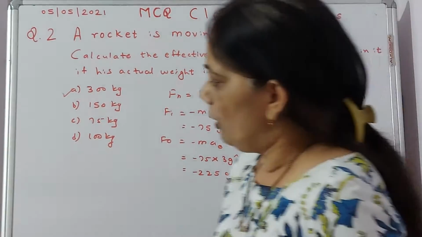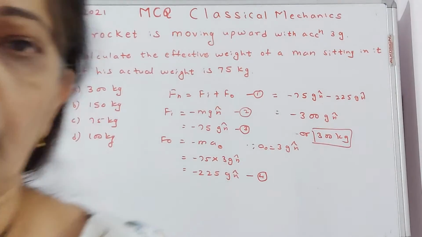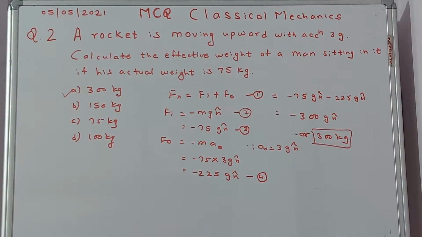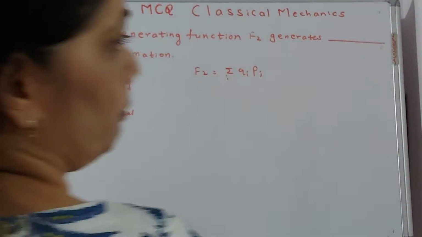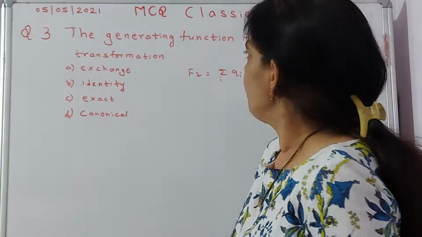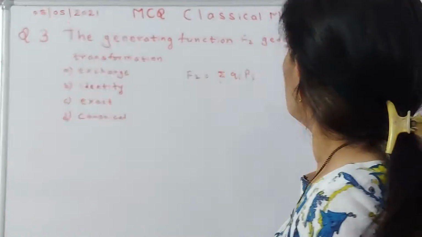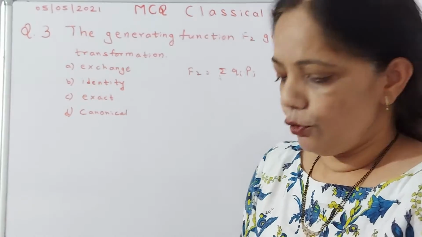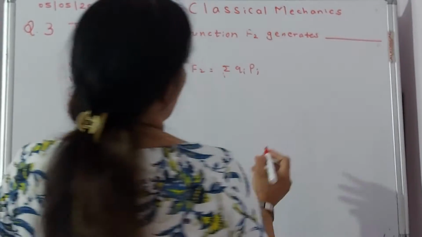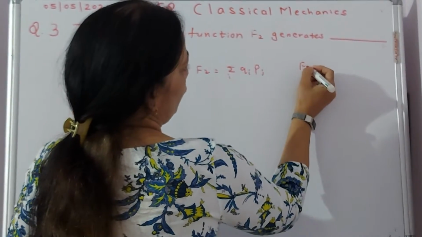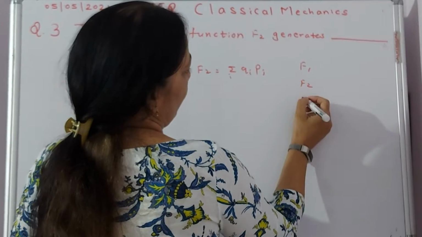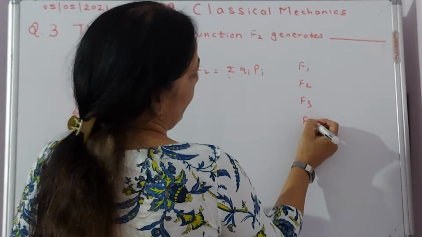Okay. Then we'll move to question number 3. The generating function F2 generates which transformation? So we are seeing in module number 2 that you have a total of 4 functions: F1, F2, F3 and F4.